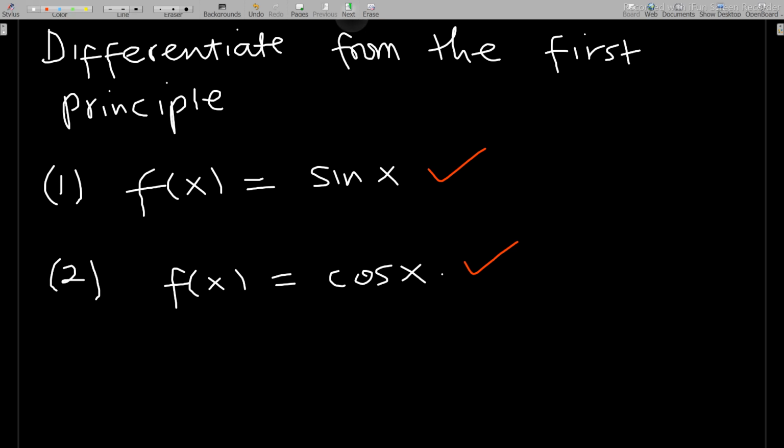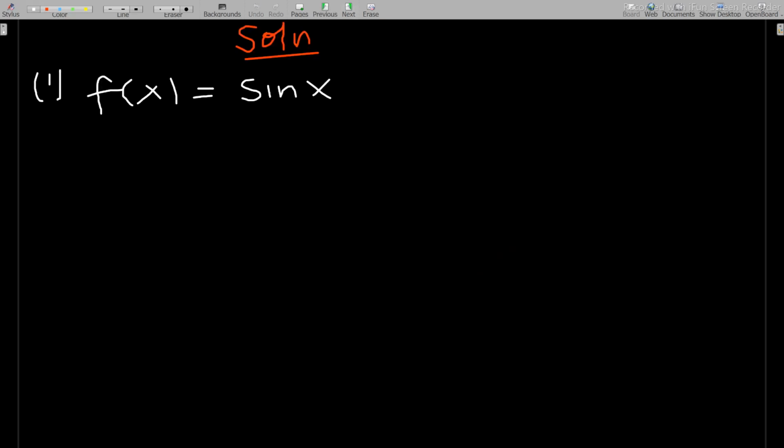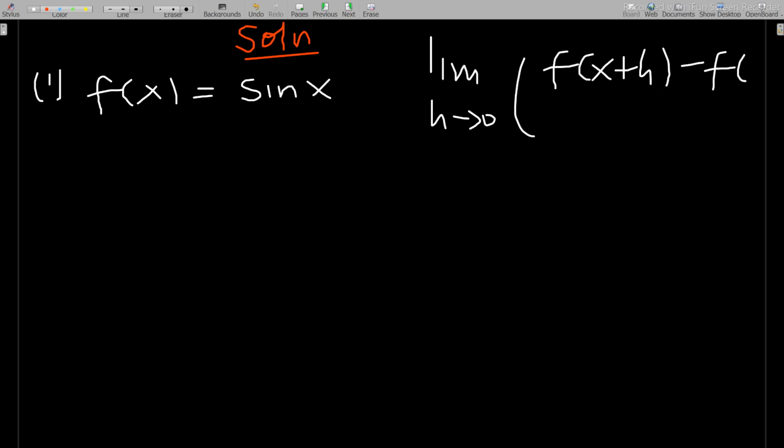Now the first thing to tackle is f of x equals sine x. If you remember, we said that from the first principle, this is what you use: the limit as h approaches 0 of f of x plus h minus f of x over h. With this, since we have sine of x, we'll get sine of x plus h minus sine of x. Before we start, let's write some identities down here, because those are the identities we are going to use.